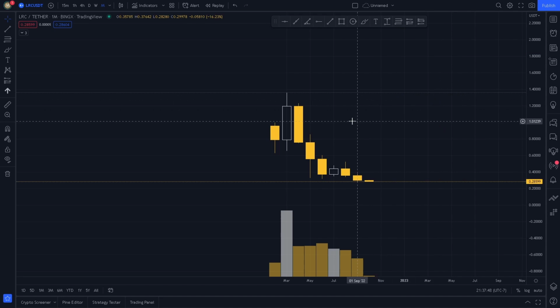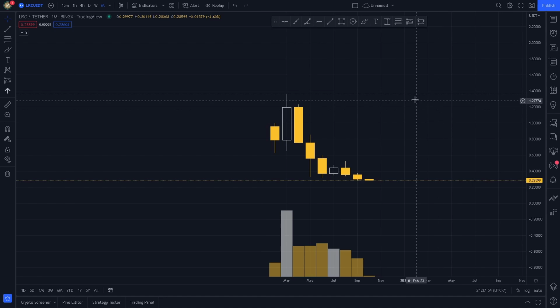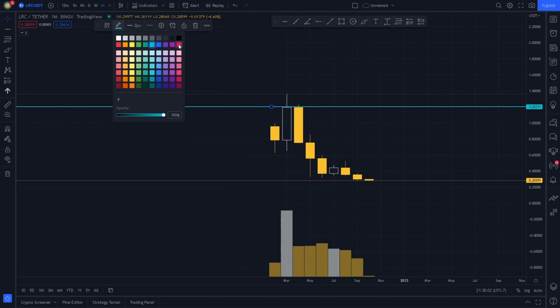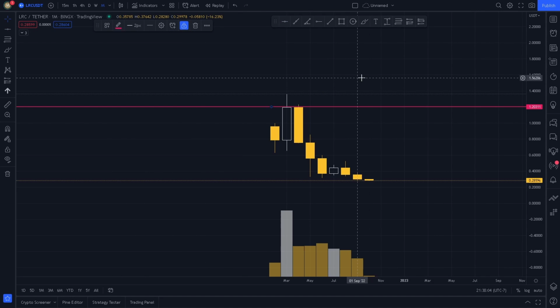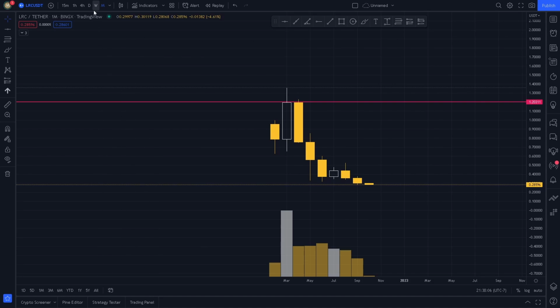So, at a glance at this chart, we can tell that there's not a lot of data to analyze here, so we're going to do the best that we can. But to start, we notice a swing high here. So let's go ahead and plot that. As always, remember to color coordinate it. And let's drop down to the weekly.